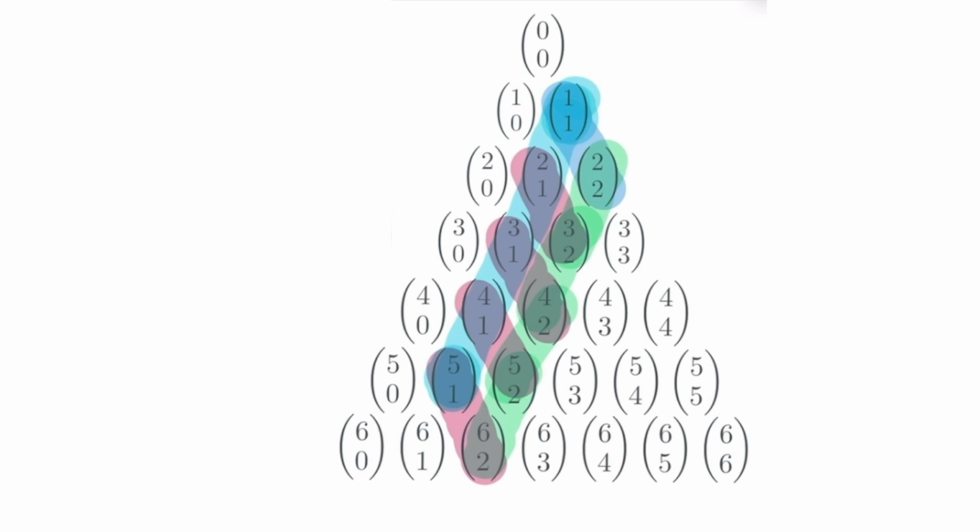So now that we know why the hockey stick identity works, we can use it to solve problems. Let's consider this one from the 2015 AIME. Consider all 1,000 element subsets of the set of natural numbers between 1 and 2015, and from each subset, choose the least element. The arithmetic mean of all of these least elements is p over q, where p and q are relatively prime positive integers. Find p plus q.